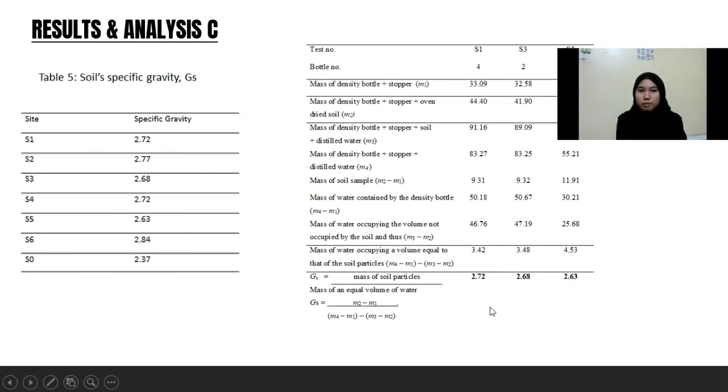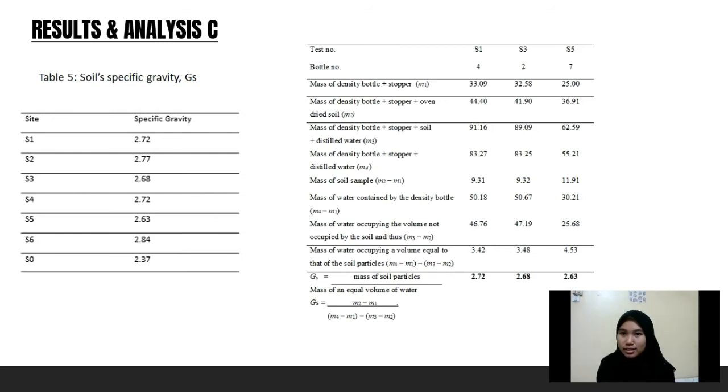For soil specific gravity, this is the final result that we get, for S1, S2, up until S6 and S0. As you can see here, the specific gravity of the soil is within 2.65 and 2.85. This is from the laboratory test. This is the data that we get for S1, S3, and S5, which is for the cow grass.